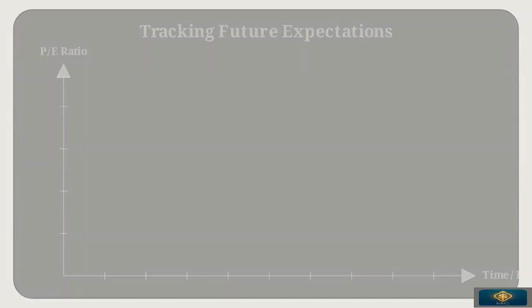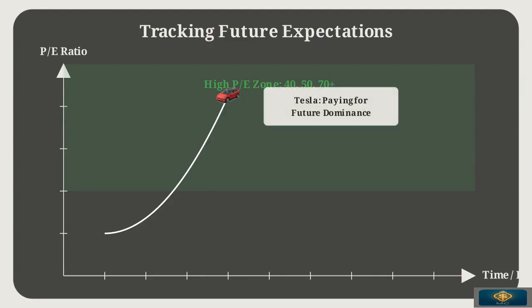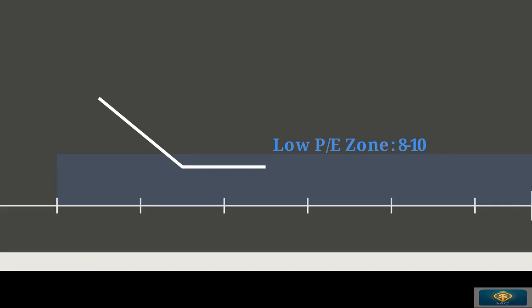We can see how this works on this chart tracking future expectations. A high PE ratio, say 40, 50, or even 70, appears when investors expect a company to grow its profits quickly. They are willing to pay more today because they believe profits will be much higher in the years to come. Tesla, for example, has historically traded at PE ratios well above 70. Investors aren't buying it because it looks cheap right now. They are paying for the expectation that the company will dominate its industry in the future.